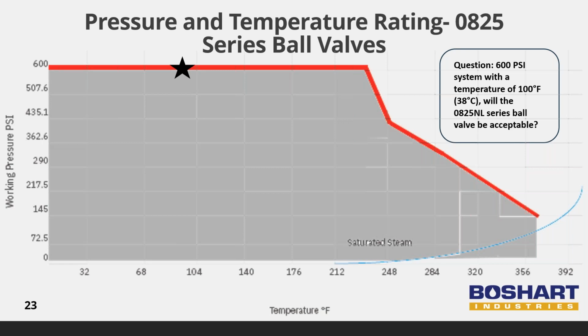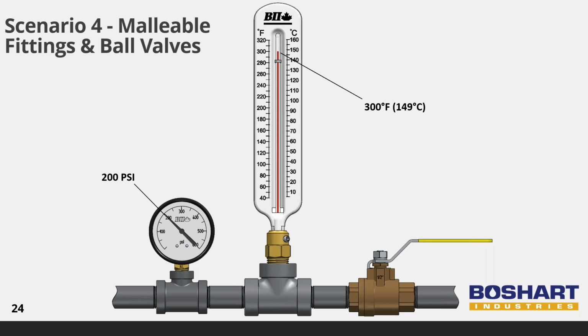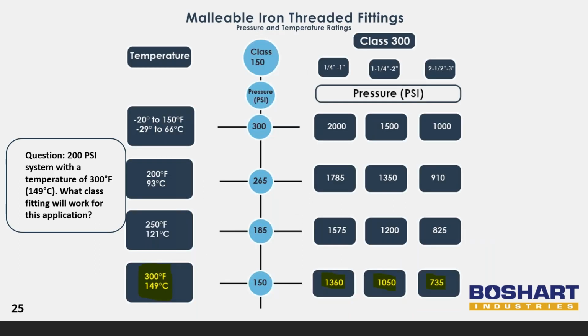The last scenario we're going to look at is a system including both malleable fittings and ball valves. This system has a maximum operating pressure of 200 psi non-shock and a maximum operating temperature of 300 degrees Fahrenheit, 149 degrees Celsius. What class fitting is required for the system? Will the 0825 NL series ball valve be suitable?